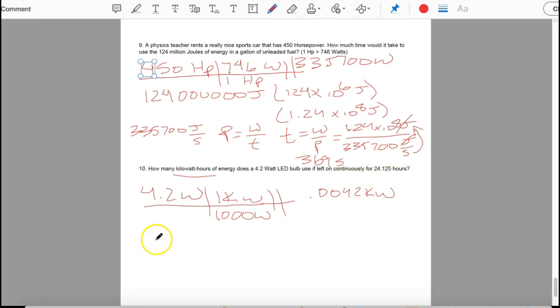So remember, the energy here is going to be kilowatts times hours. So I want kilowatts times hours, so 0.0042 kilowatts, and I'm going to multiply that times the number of hours, which is 24.125 hours. And let's see what we get. So 0.0042 times 24.125, and that is 0.101 kilowatt hours. And that is the end of the review.